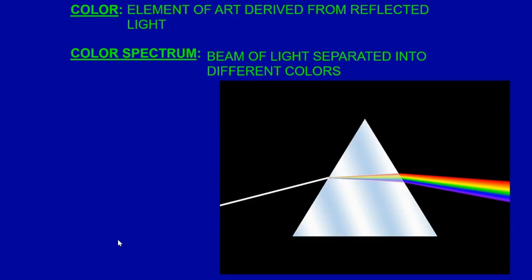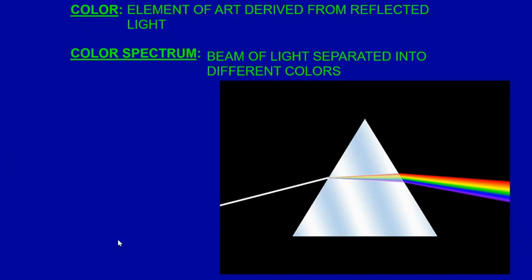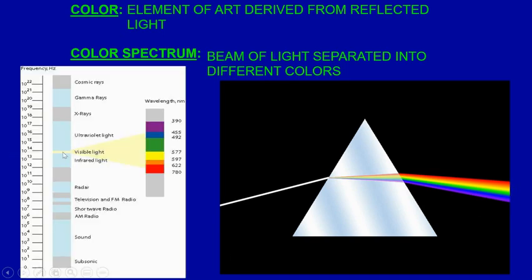So, color is the element of art derived from reflected light. The color spectrum is a beam of light bent into different colors. I'm sure you've seen this Pink Floyd album cover. I'm sure you had the elementary science experiment where you shone light into a prism, and then it shone light onto the wall in a spectrum. And the visible light that we see is only a small fraction of the rays that are surrounding us.